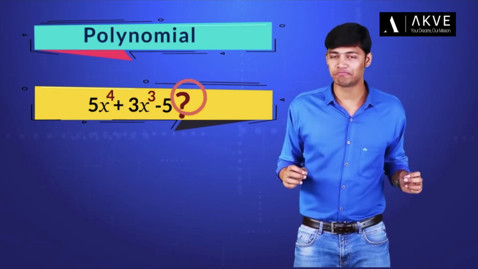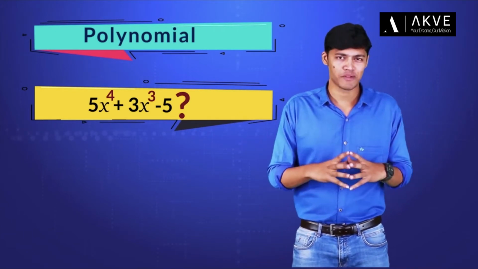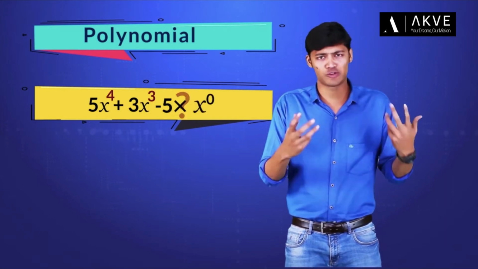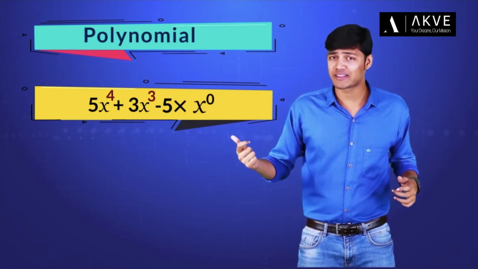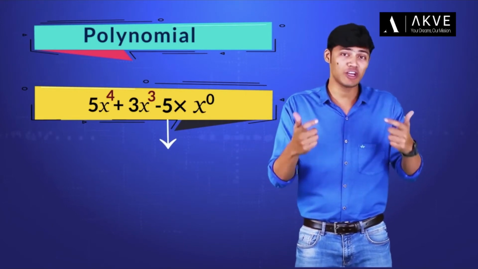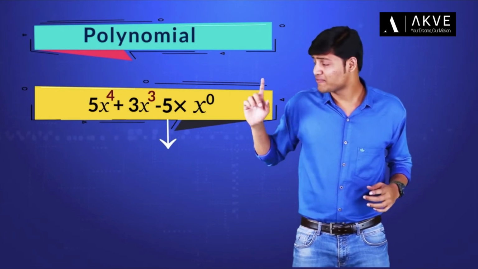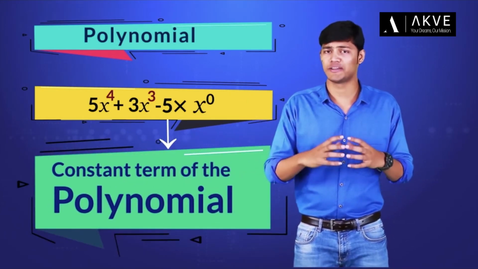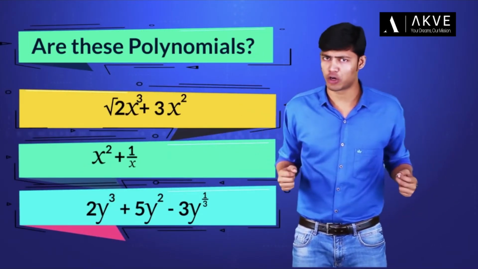Even in the third term, there is a variable raised to a whole number power. 5 is nothing but 5 multiplied by x to the power 0. And in this term, the variable x is raised to the power 0, which is a whole number. Also, this term minus 5 is known as the constant term of this polynomial. And now, let's see which of these expressions are polynomials.